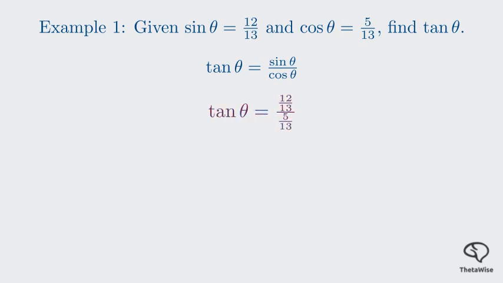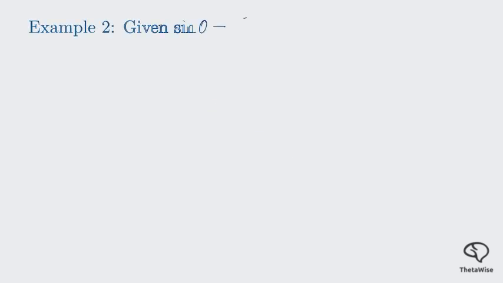Notice the common denominator? We can cancel them out directly. This leaves us with 12 over 5. So, tan theta equals 12/5. Let's work through another example. This time, we'll find cotangent.